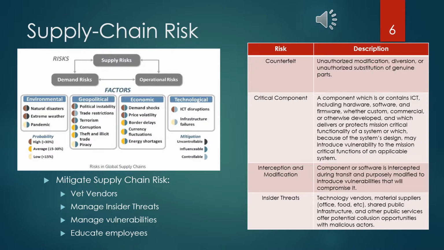Environmental, geopolitical, economic, and technological factors also impact supply chains. Environmental factors are considered to be factors that have the highest probability of occurrence and can be the least effectively mitigated since they tend to be uncontrollable. Natural disasters, such as earthquakes, hurricanes, etc., and extreme weather are within this category.